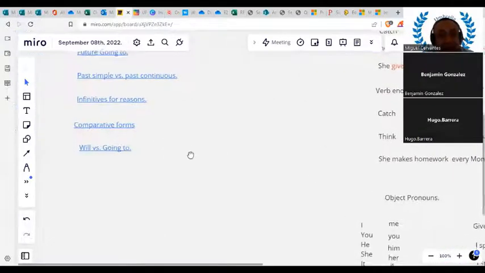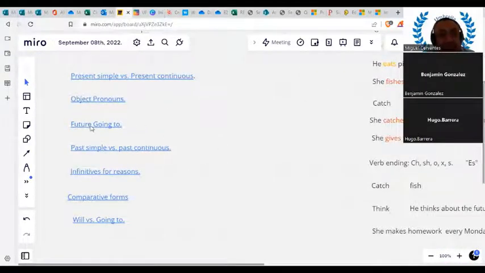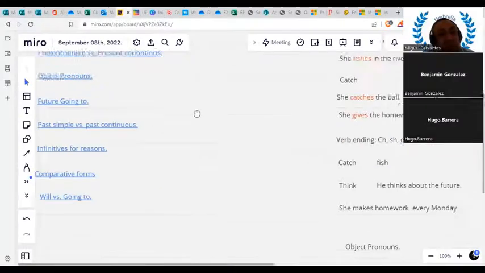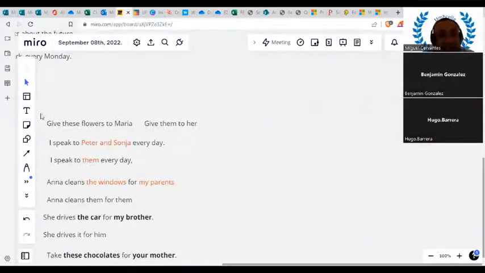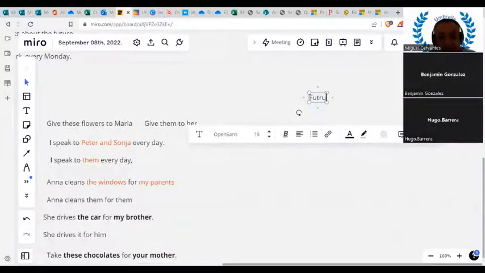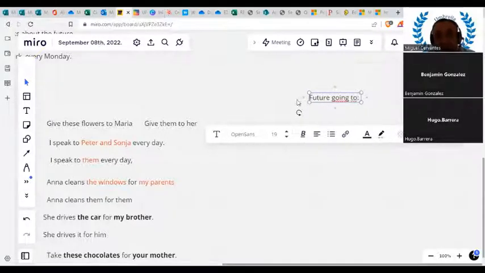Next one is future going to. That is super easy, my friends. Future with going to is a verbal tense for, as I said, for the future. Look at this. Future going to. Super easy.